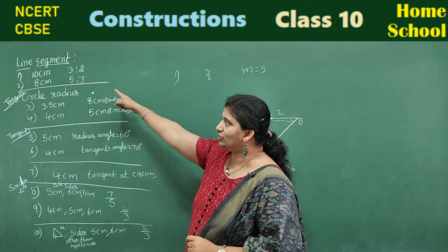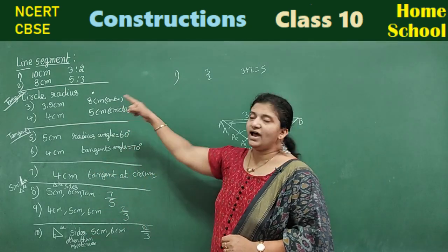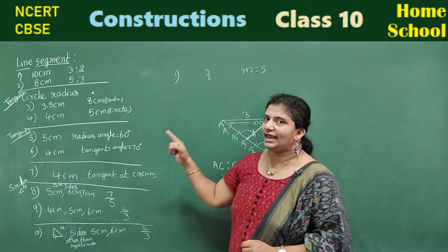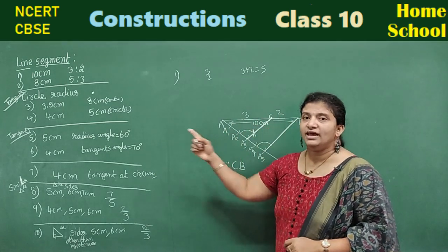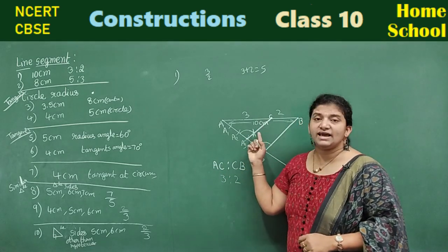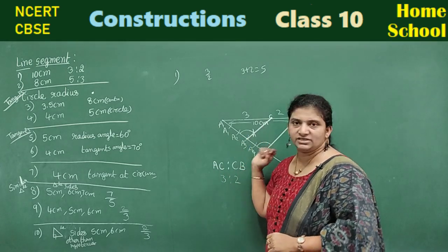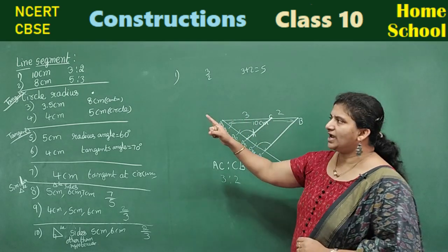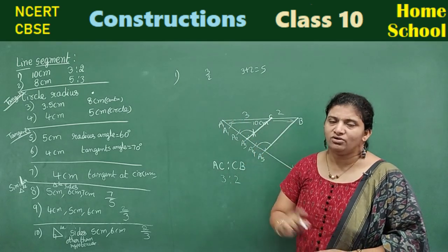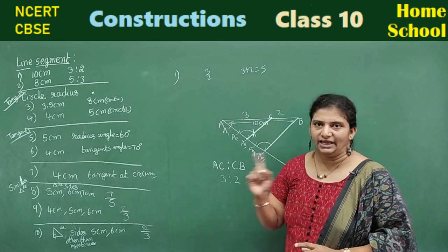Similarly, try to do the second problem. Divide a line segment of length 8 centimeters. What is the line segment length? 8 centimeters you take, and the ratio 5:3. Add the ratio: 5 plus 3 will be 8.